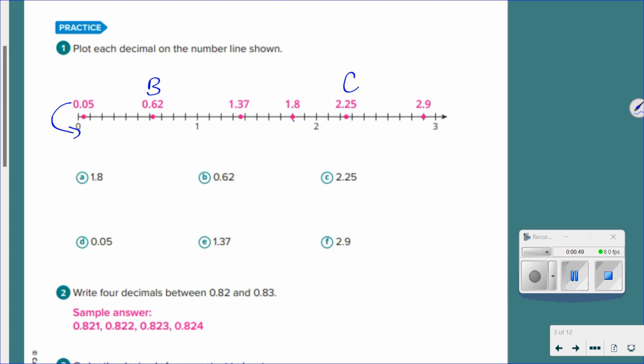Let me do capital A, it looks better. Okay, so halfway between the second and third. D, 5 hundredths, so that was just past the 0. E, 1 and 37 hundredths, almost to the fourth tick. F, 2 and 9/10, that was the furthest out. So it should look something like that, although your numbers should have been underneath, above it.